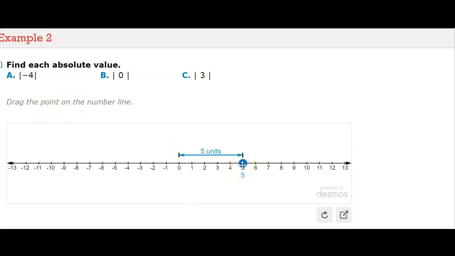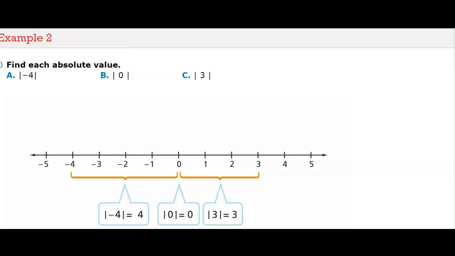So for A, which is negative 4, we drag this all the way to negative 4. You see there are 4 units to 0, so that's the absolute value. Then we have 0. If I put it on 0, there are 0 units. And then drag it to 3, and it's 3 units. You have here negative 4, absolute value is 4. Absolute value of 0 is 0, and the absolute value of 3 is 3.